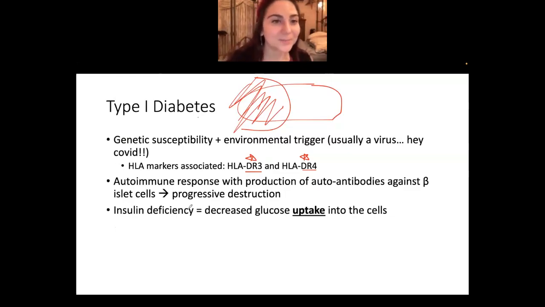But okay, so what is basically causing all the symptoms of type 1 diabetes is absolutely no insulin at all. If I don't have insulin, what's going to be manifesting in a patient is not having glucose. So we're going to have decreased glucose uptake into the cells.